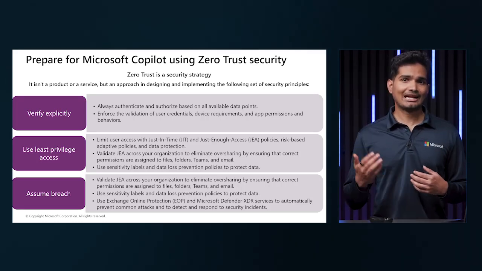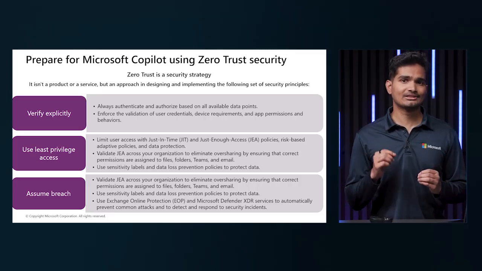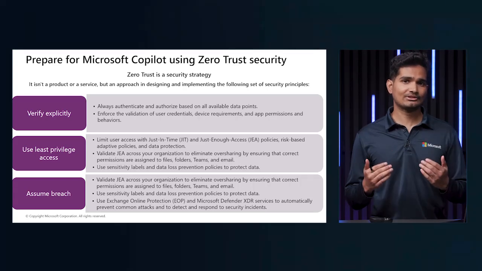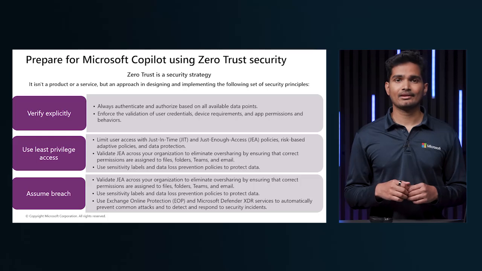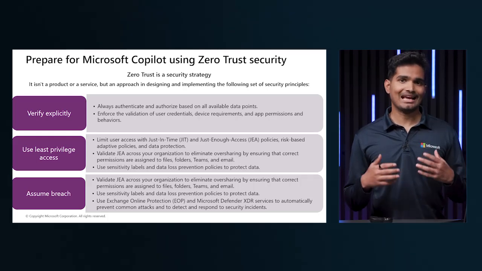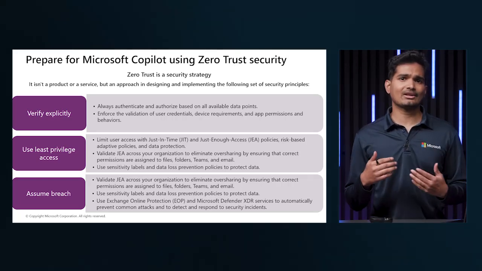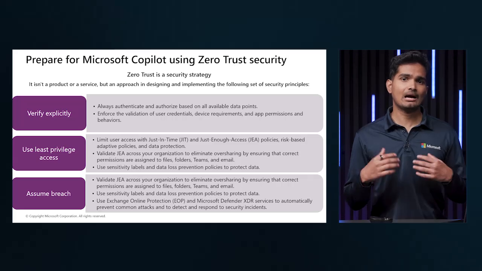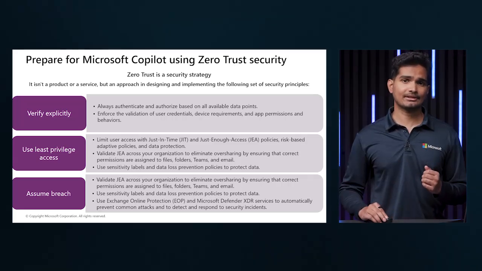Use least privilege access by limiting user access via just-in-time or just-enough access policies. Validate just-enough access policies across your organization to eliminate oversharing. Use sensitivity labels and data loss prevention policies to safeguard data. Assume breach. Use services like MS Defender XDR services to automatically prevent common attacks and detect and respond to security incidents.